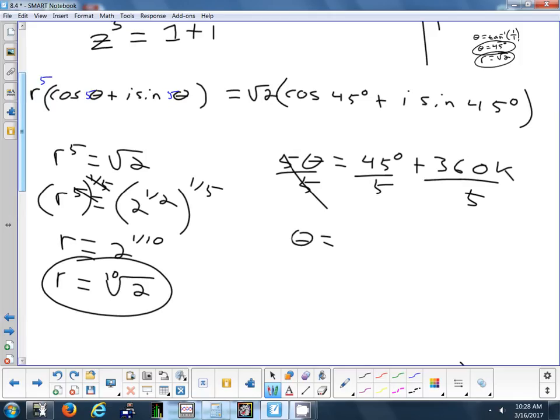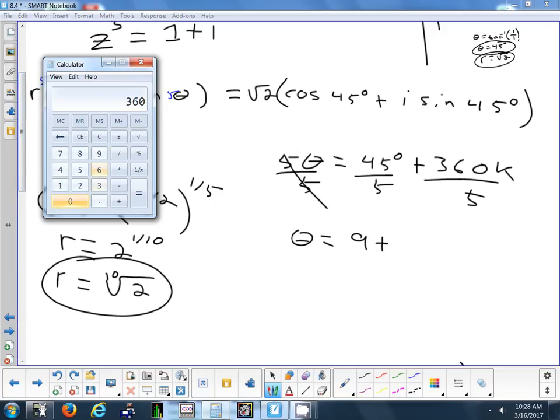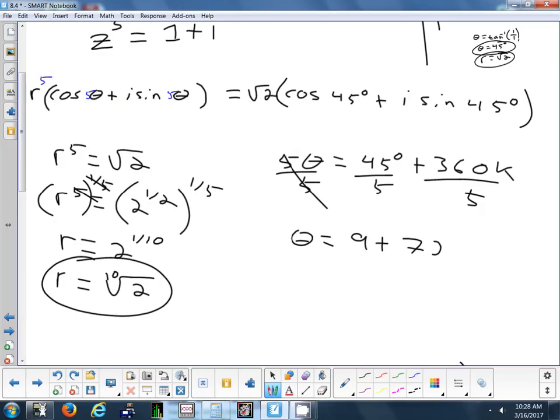What's 45 divided by 5? 9. And maybe we'll just use the calculator for this one. 360 divided by 5 is 72. Okay. And what are the 5 values we're going to let k be? 0, 1, 2, 3. Yep, 0 through 4.